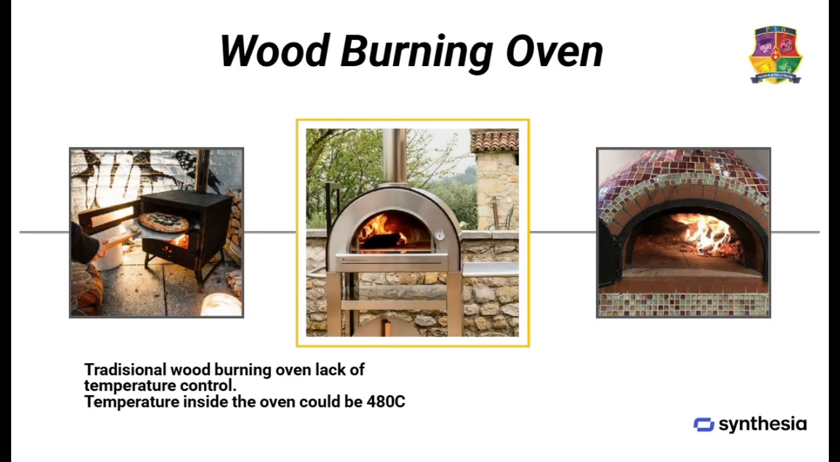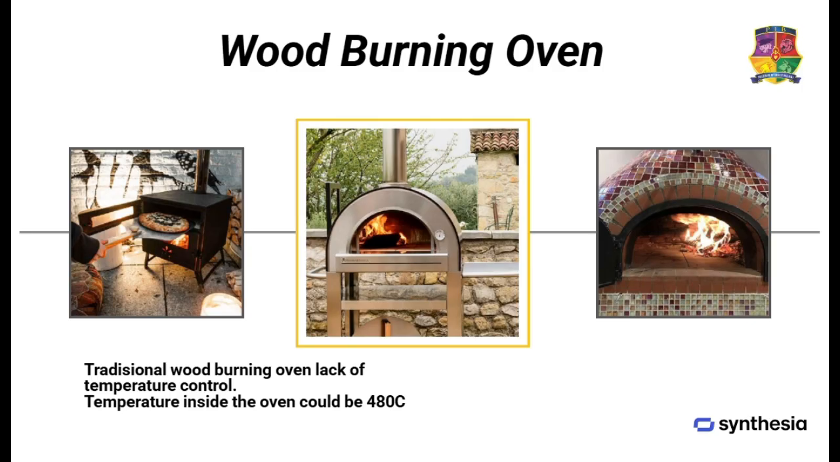Let's look at another traditional type of oven, the wood-burning oven. As the name suggests, this oven uses wood as its main source of heat. The wood is burned inside the oven, producing direct heat, radiant heat, and hot embers. The heat is also absorbed and retained by the fire-resistant bricks, which helps maintain a high temperature inside the oven.